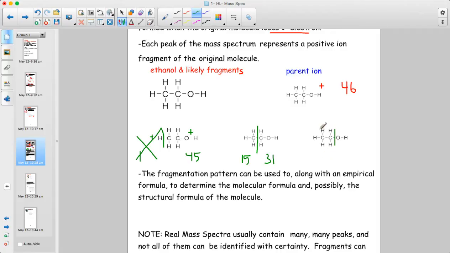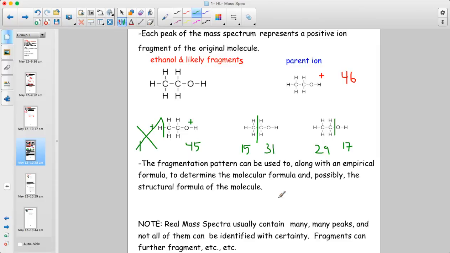And in this one, I have 15 plus this piece weighs 14, so I have 29. And that leaves 17 for the OH. Okay, so what I'm saying ahead of time is going in, I would expect to see a peak at 46, definitely, and then I would likely see all of these peaks, a peak at 45, 15, 31, 29, and 17, based on its structure and how it's possible for it to break apart.